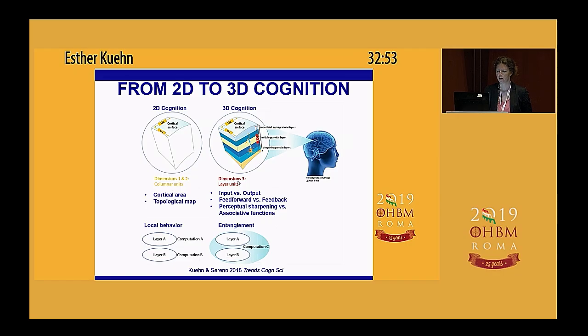So dissociating input from output signal flows is just one possibility. Another possibility is, for example, to look at feed-forward versus feedback processes, which also often take place at different cortical depths. There's also the possibility to look more closely into processes of perceptual sharpening or processes that are associated with associative cognitive functions. So there are a lot of possibilities to describe the cortex in a third dimension, the dimension of cortical depth. And this is opening up a really novel area of fascinating questions.